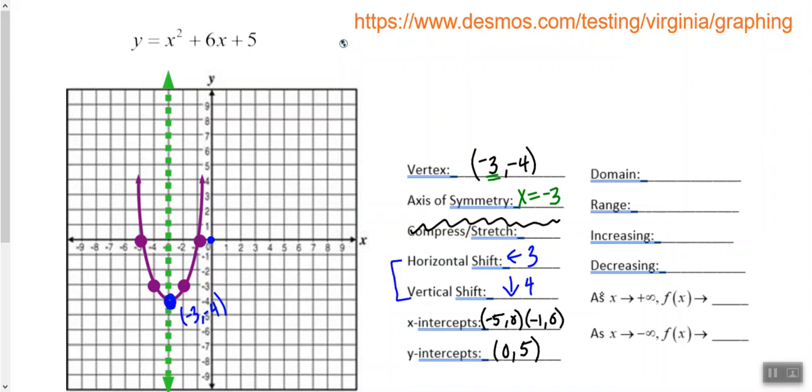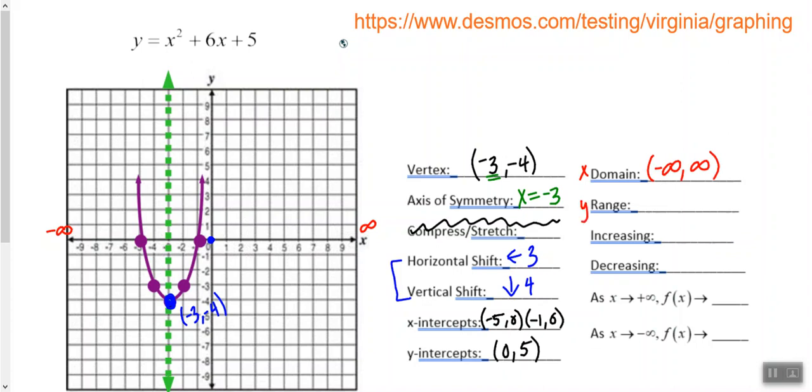Now we're going back through some review. Domain, range, increasing, decreasing, and of course our end behaviors. So domain, remember, is our X values. How far left and how far right did the graph go? Well, this graph is going to continue to go to the left, which was -infinity, and it's going to continue to go to the right, which was +infinity. So -infinity to +infinity using parentheses.